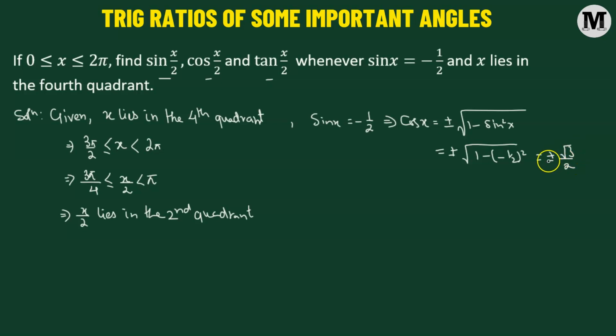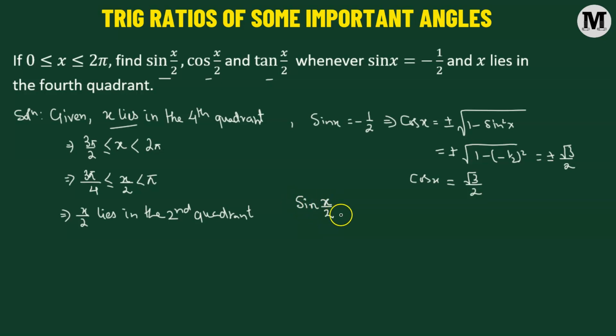Now we're getting two values, a positive value and a negative value, and it's already given to us that x lies in the fourth quadrant. So cosine of x is going to be positive, because in the fourth quadrant cosine is positive. So our cosine of x comes out to be positive square root of 3 over 2. Now that we have the value of cosine of angle x, we are ready to find the value of sine x over 2, cosine x over 2 and tangent of x over 2.